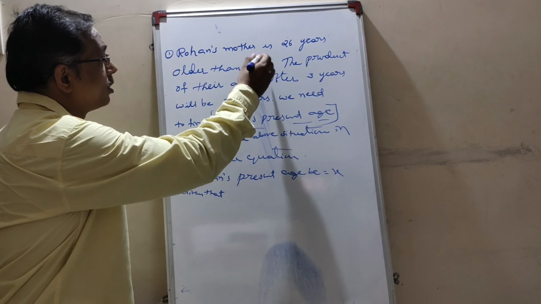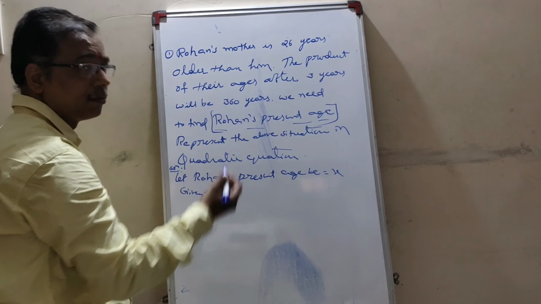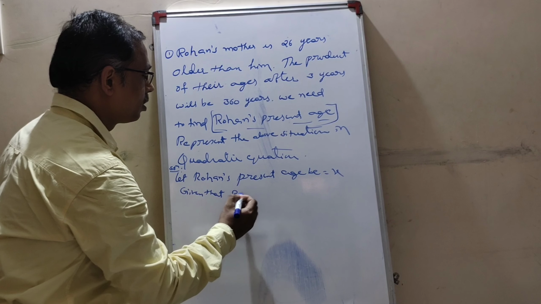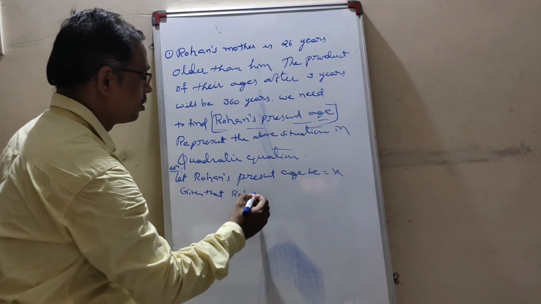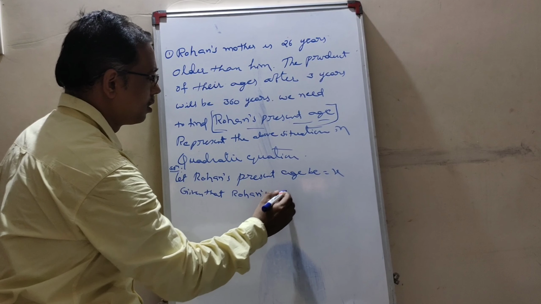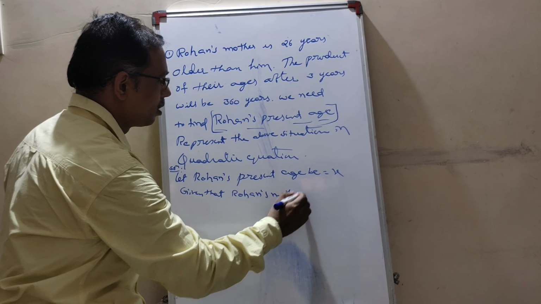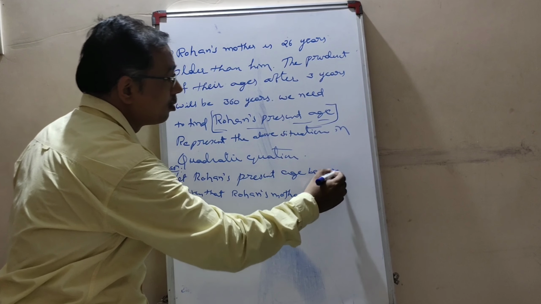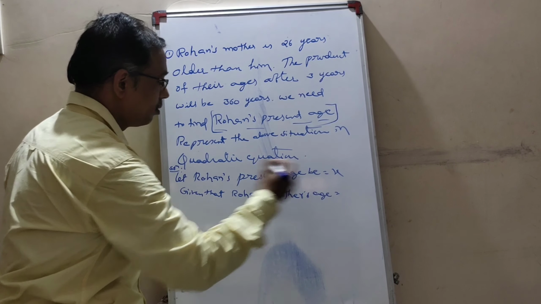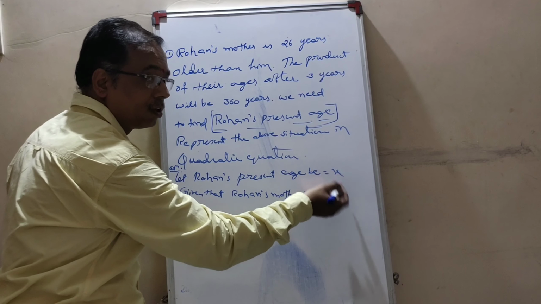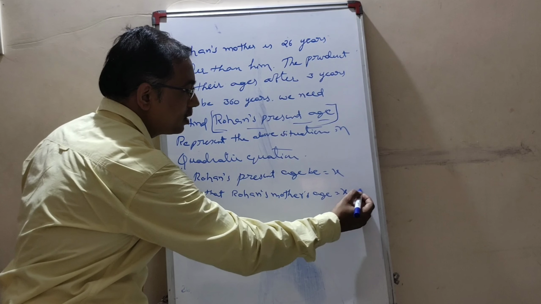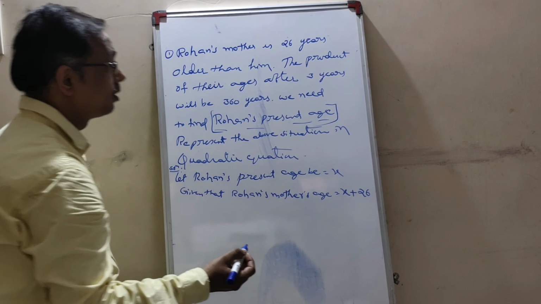Then we are given that Rohan's mother is 26 years older than him. Given that Rohan's mother's age is 26 more than Rohan's age, that means we have to add 26 to Rohan's age. That is x plus 26.